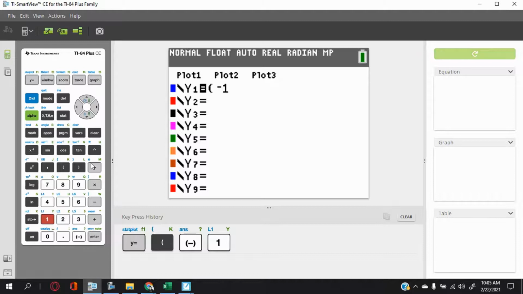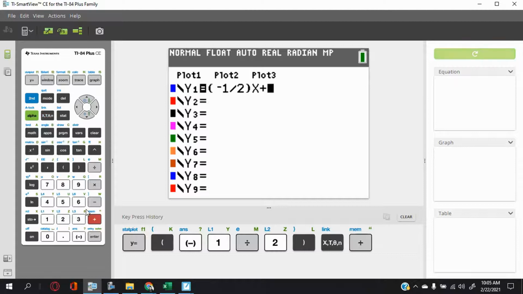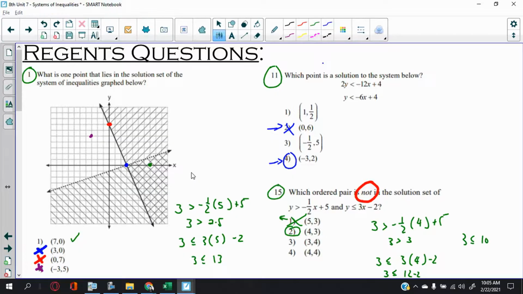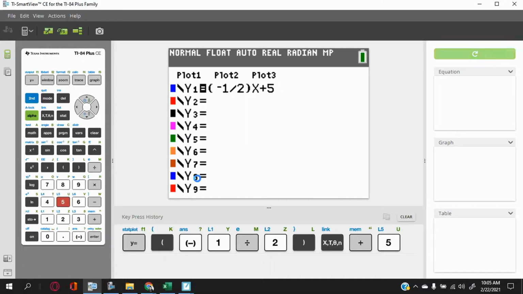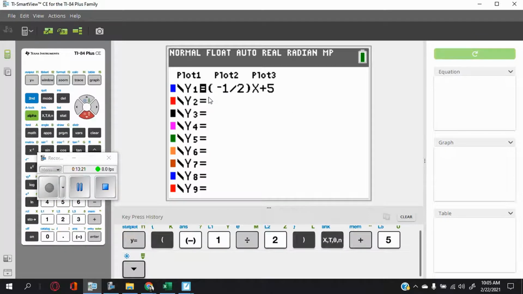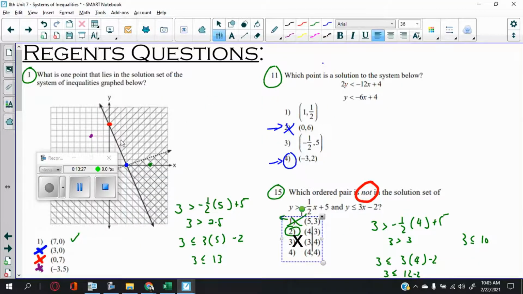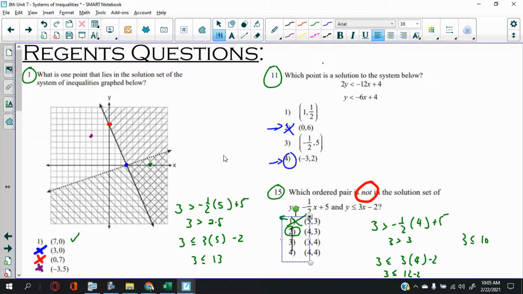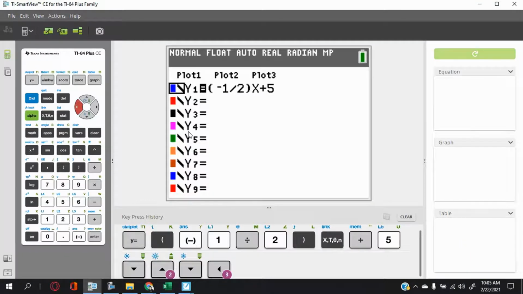Negative 1/2 x plus 5. And this one is actually greater than, so I'm going to change that. What happened? Oh, I'm stuck again. I can't believe it. All right, and then the second one, let me press pause. I don't want you to have to wait for me. Is it done? All right, so it's greater than. Let's change this.